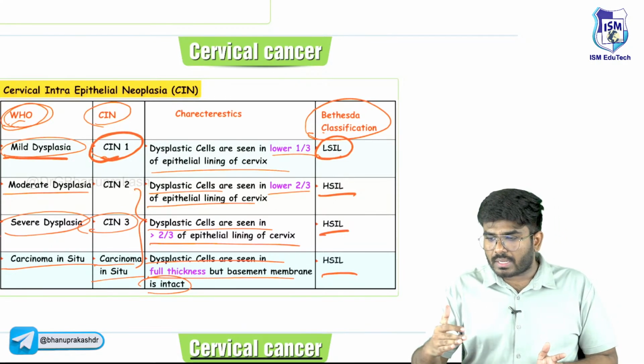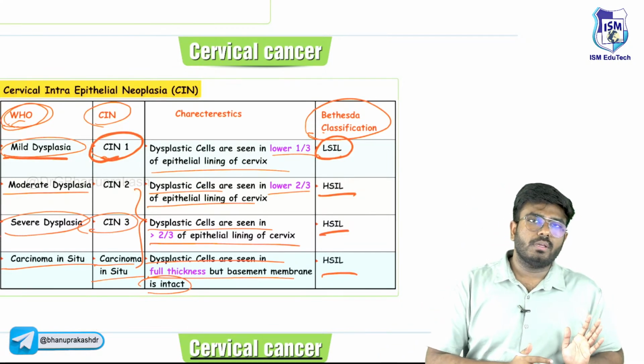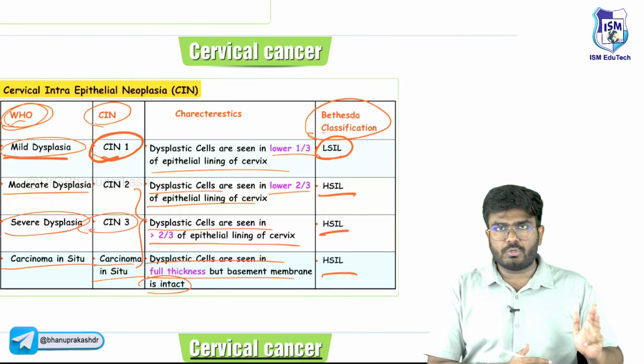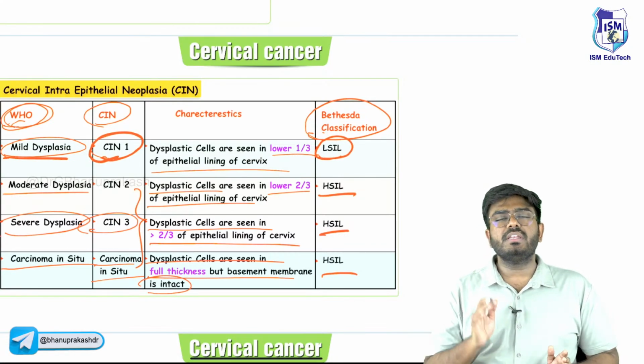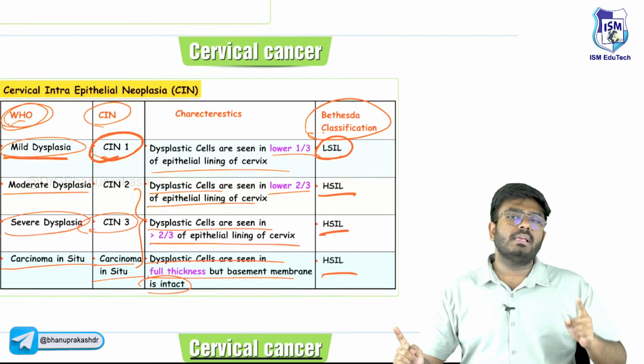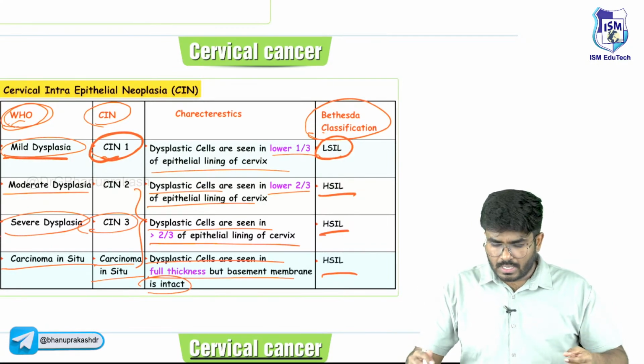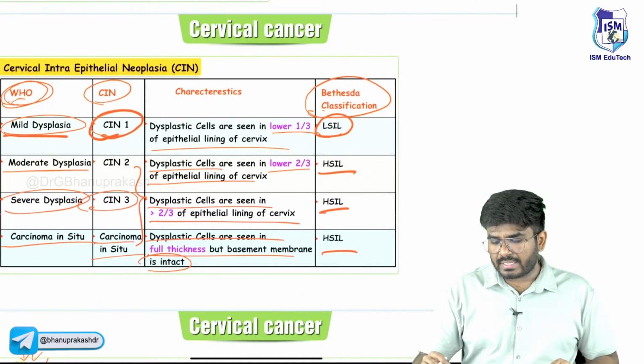This is an intraepithelial lesion. It's not yet cancer, it is a pre-malignant condition. So according to the WHO classification, CIN1 to 3; according to the Bethesda classification, simple: LSIL, HSIL. CIN1 is LSIL, CIN2 and CIN3 are HSIL, high grade lesions. Now you can ask me, sir, why are they considered high grade lesions?